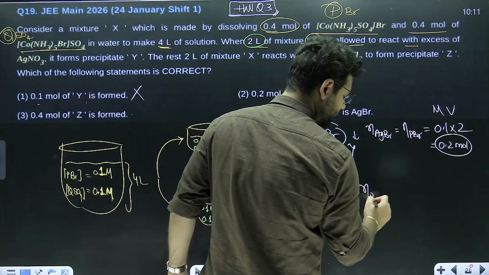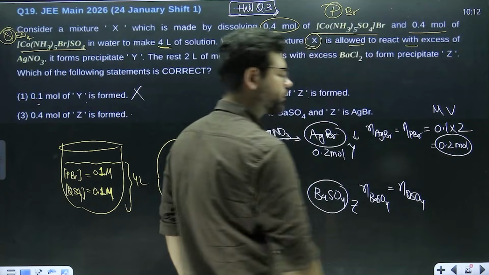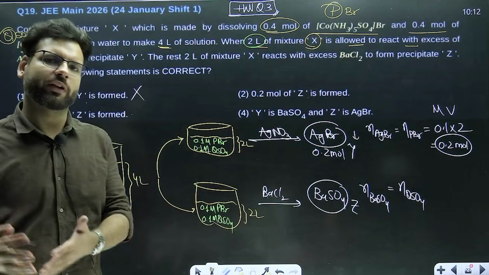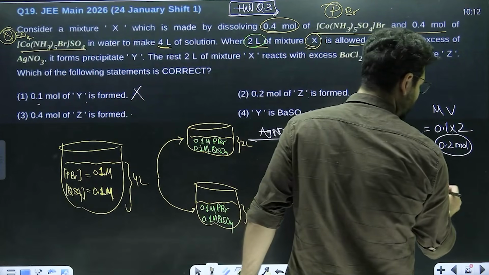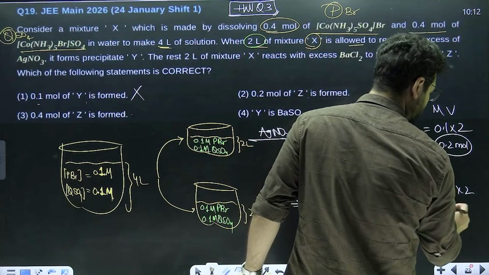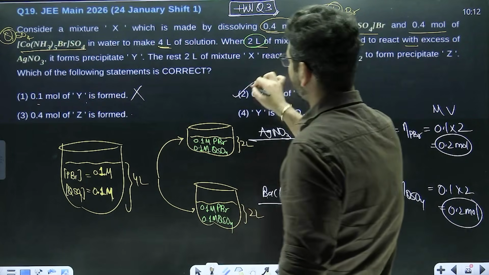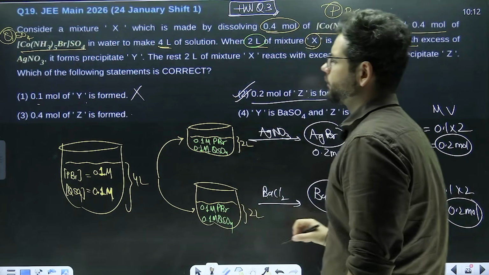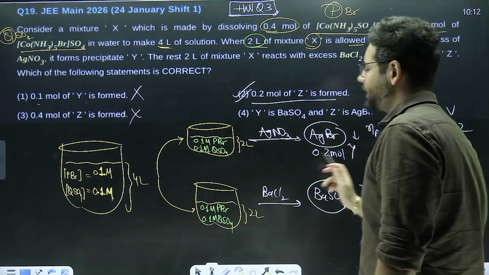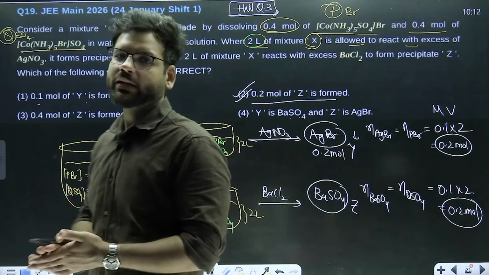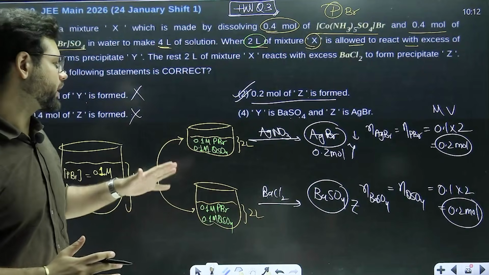Moles of barium sulfate will be equal to the moles of QSO4 because each QSO4 is giving 1 sulfate. Whatever sulfates will be there, that many moles of BaSO4 will be formed, which is again molarity into volume: 0.1 into 2, 0.2 mole of Z will form. So the second option is correct. 0.2 mole of Z is formed, 0.4 is not formed. Y is AgBr, whereas Z is barium sulfate. So it's also a nice question. You can all look at it.